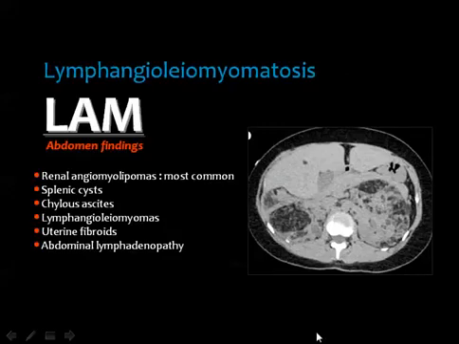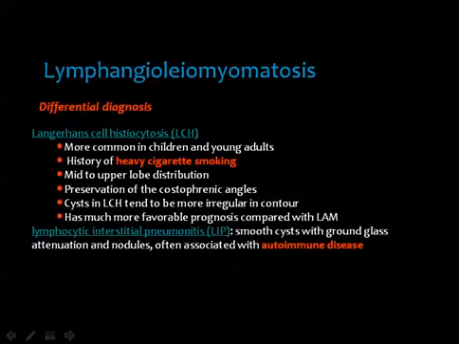Then lymphangioleiomyomatosis may be associated with abdominal findings, and this is very common in tuberous sclerosis, where you can see bilateral renal angiomyolipoma, big masses in the kidney containing fat, splenic cysts, chylous ascites, and chylous effusion, of course, lymphangioleiomyomas everywhere, uterine fibroids, which is part of leiomyomas, and abdominal lymphadenopathy.